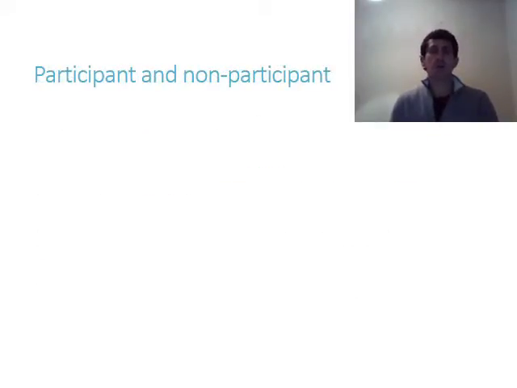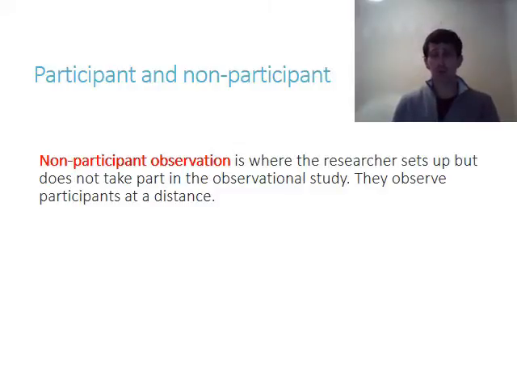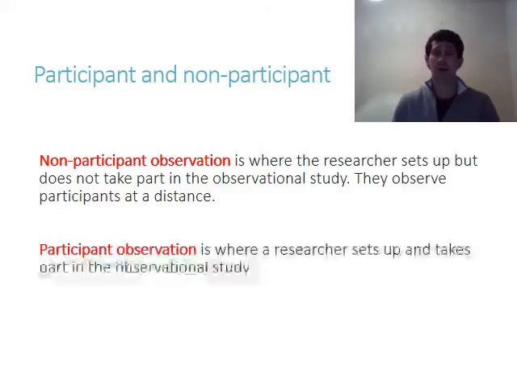We've also got participant and non-participant observations. So non-participant observations are where the researcher sets up the study and doesn't take part in the observation. They observe it from a distance, so they'll be away from whatever's happening, observing the behaviours taking place. Whereas participant observations, on the other hand, is where the researcher sets up the observation and actually takes part in it as well. So if we were going to do, let's say, aggression during a rugby match. If we're doing a non-participant observation, the researcher might set up a game and observe from the stands. Whereas if he was doing a participant observation, he might take part in the actual game itself.